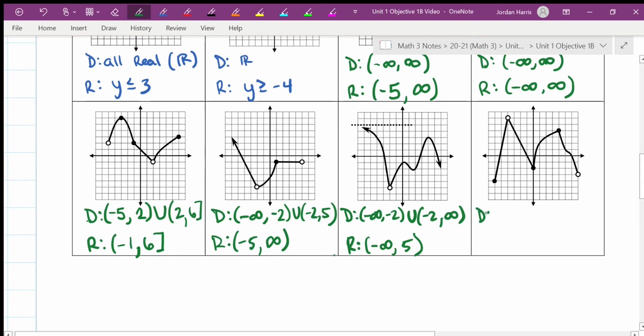And the last one. Okay, so I'm including -6 to -4, not including. That's my hole. Then pick right back up, -4 until the very end, which is 7, not including. Okay, range, how far down? This is the lowest point, so -4, including now, because it is closed.